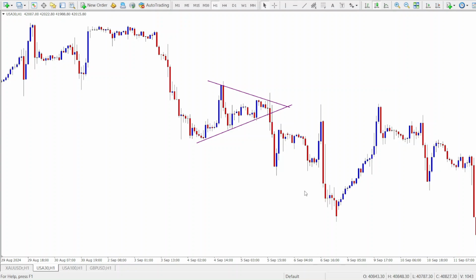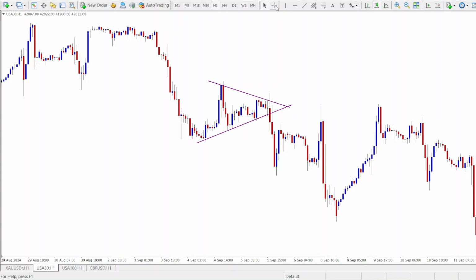So once the market breaks out of the pennant to the downside, the pattern is confirmed and the price will likely continue to fall. So once that breakout happens, you can enter your sell trade, you can enter your sell position because the bearish move is likely to continue. As we can see, it came down all the way to this point.